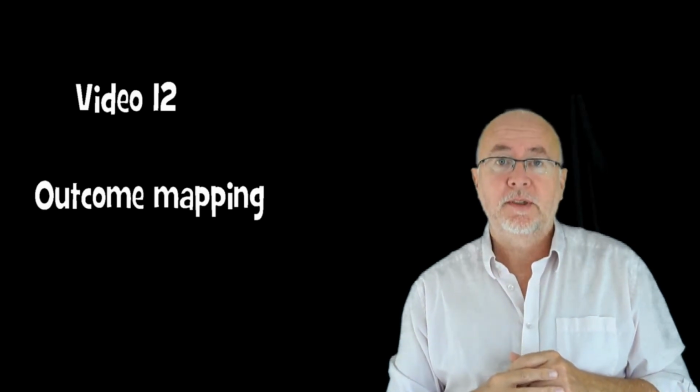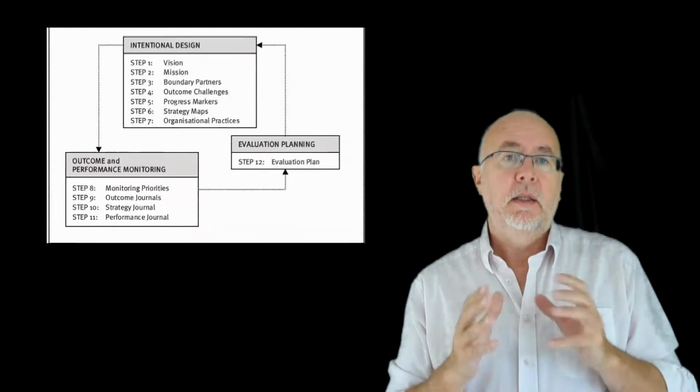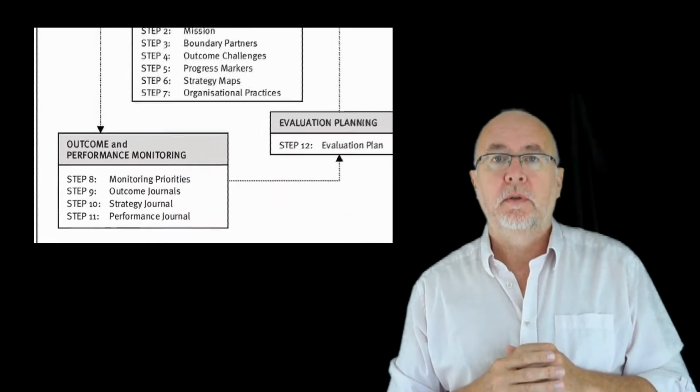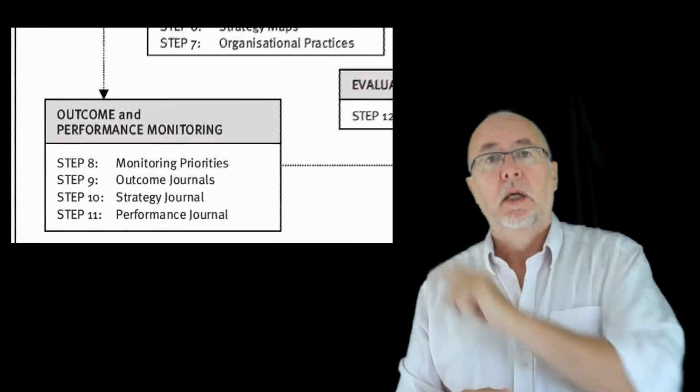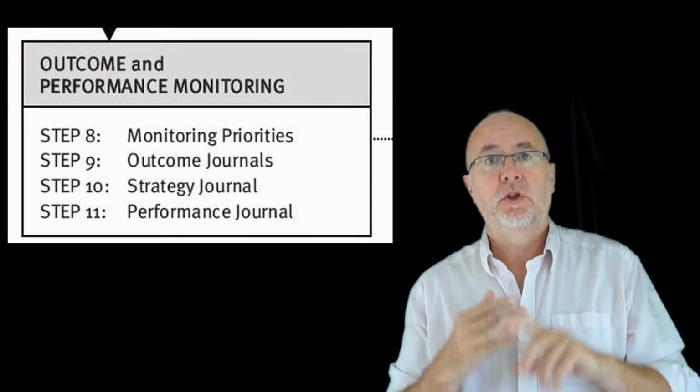This is the last in the outcome mapping video series, and for those of you that have journeyed with me all the way through the videos, you will be expecting in this video for it to be about the details of the monitoring and evaluation. In the original IDRC model, they have a little section called outcome journal, performance journal, etc.